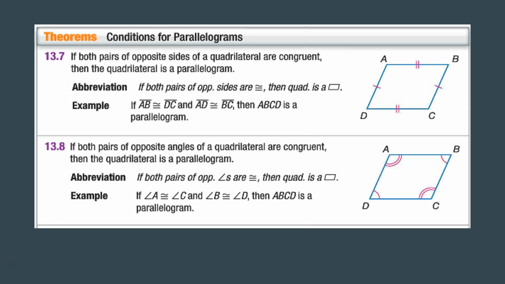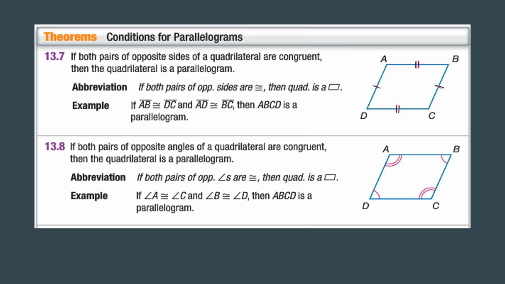For conditions for parallelograms: if both pairs of opposite sides of a quadrilateral are congruent, then the quadrilateral is a parallelogram. So we're saying if side AB is congruent to side CD, and we know that they are congruent because they both have two tick marks, and side AD is congruent with side BC, then we know ABCD is actually a parallelogram.